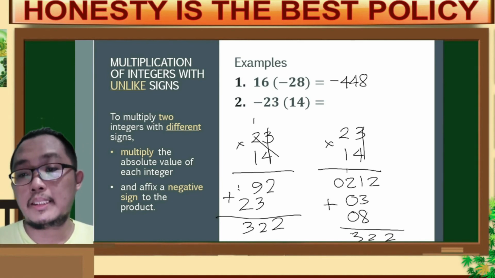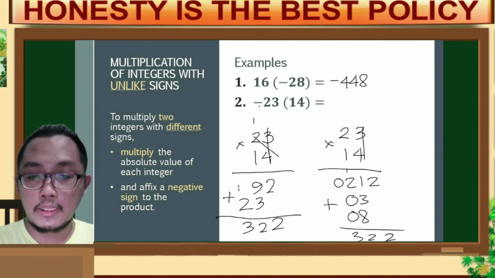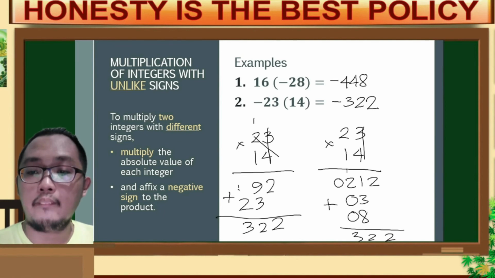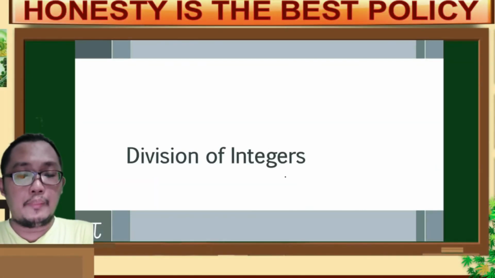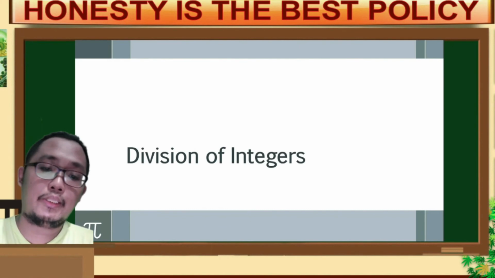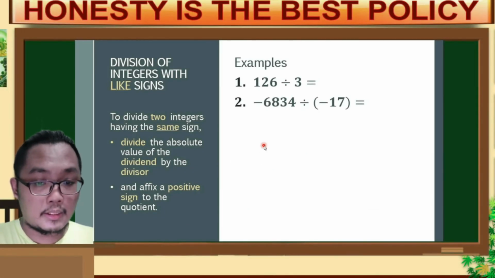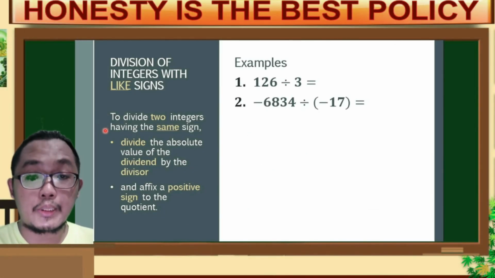So we obtain the same number, 322. Since we have different signs based on the rule, we take a negative sign for our final answer. And we have a negative 322. Now let us proceed with the division of integers. So let us have the division of integers with like signs.